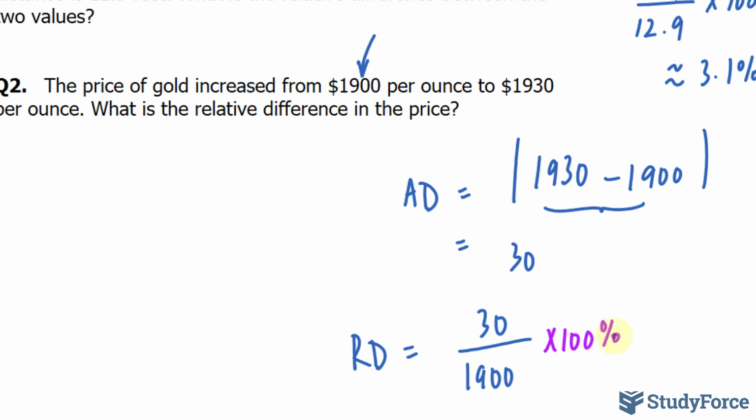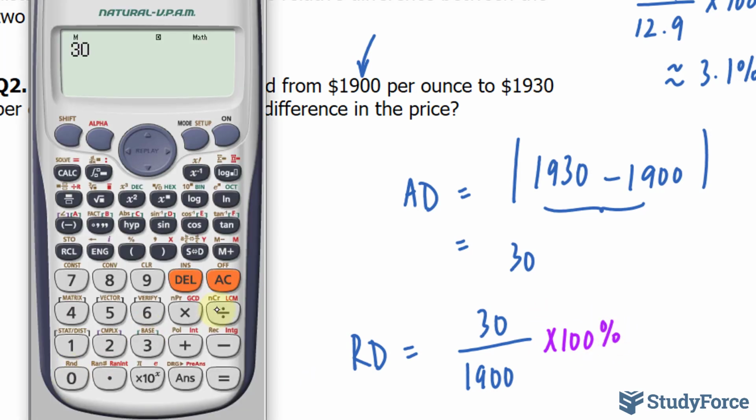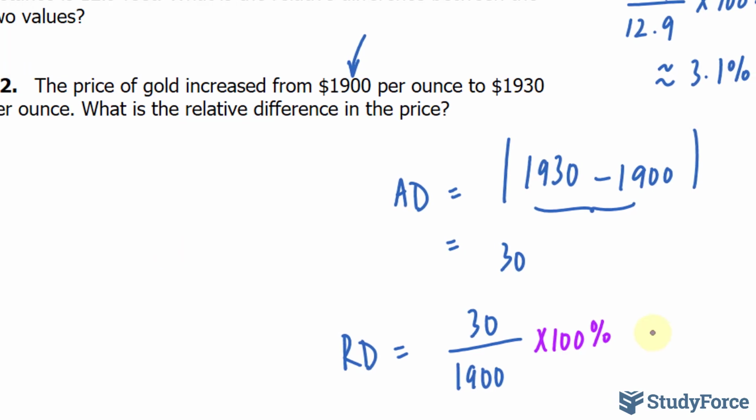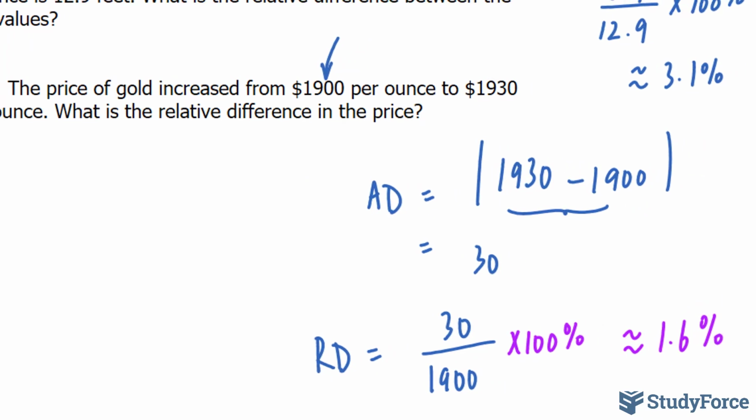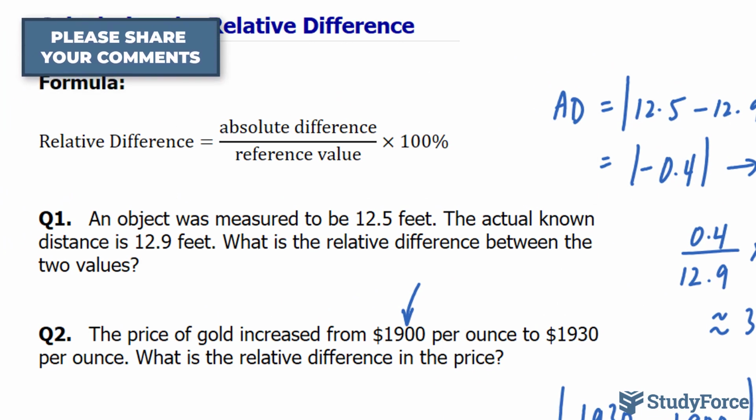Now we can use our calculator. 30 divided by 1900, multiply by 100%, and that gives us a relative difference in the price change of roughly 1.6%. And there you have it. Now you know how to calculate the relative difference between two values.